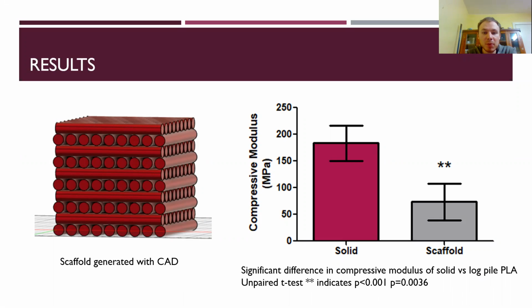Uniaxial compression testing was performed upon the log pile PLA scaffolds and solid blocks using the Zwick biaxial tester. The effective compressive modulus of the scaffolds and solid PLA was calculated from the obtained force distance curves, with the scaffolds calculated to be 73 MPa.